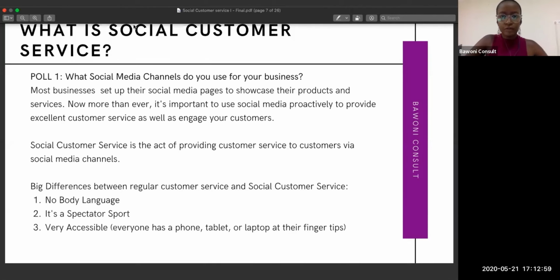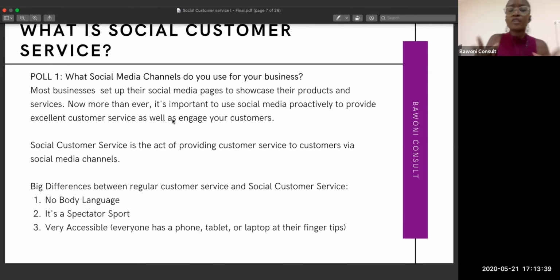A few more people have to vote. Okay, it's looking like most people use Instagram and WhatsApp, and then less Twitter and then Facebook. The top 3: Instagram, WhatsApp, and Facebook. Okay, so I'll share the results with you guys. Hopefully you've all seen the results. All right, so we can get started.